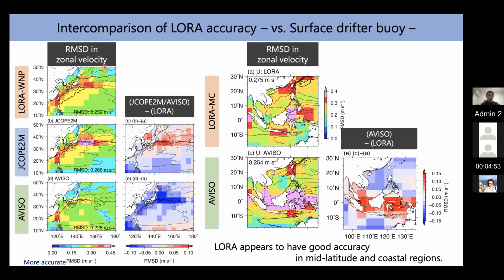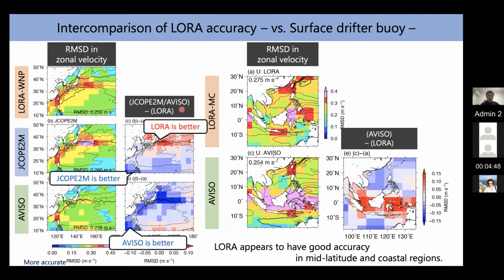This is the RMSD in the zonal velocity relative to the surface drifter. So we can see this RMSD difference map shows LORA has a better accuracy in the mid-latitude regions, and JCOPE2M has a better accuracy in the subtropical regions. And ABYSSO has a better accuracy almost over the domain in the North Pacific regions. However, in the maritime continent regions, LORA has a better accuracy in the coastal regions, and ABYSSO has a better accuracy in the open ocean regions. Thus, LORA appears to have a good accuracy in mid-latitude and coastal regions.